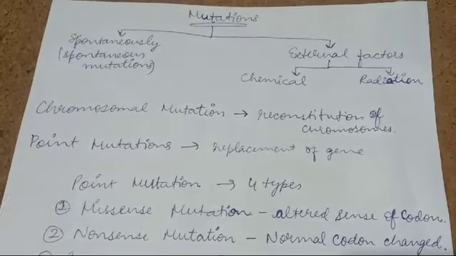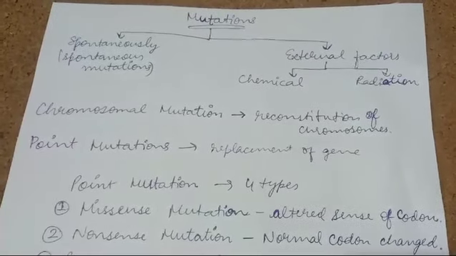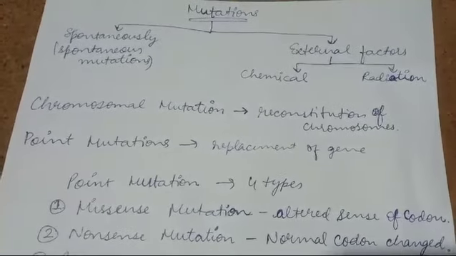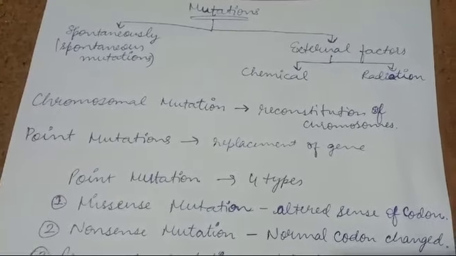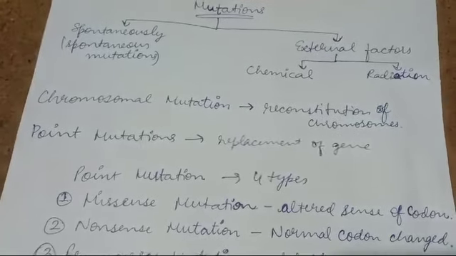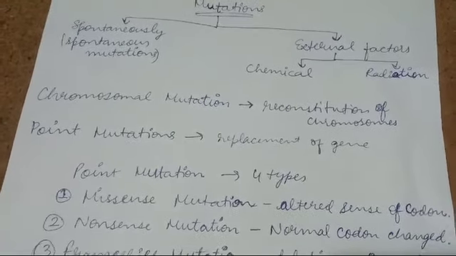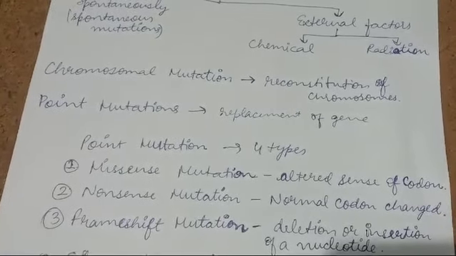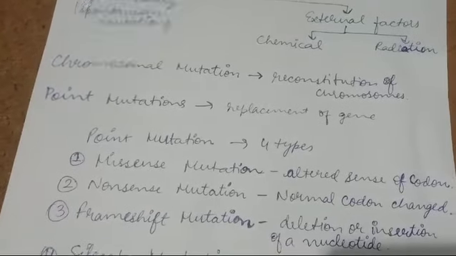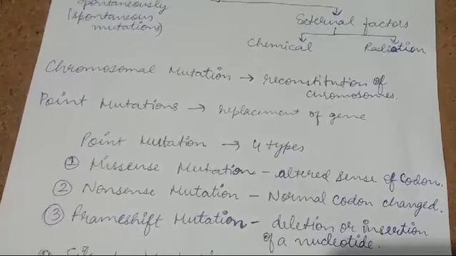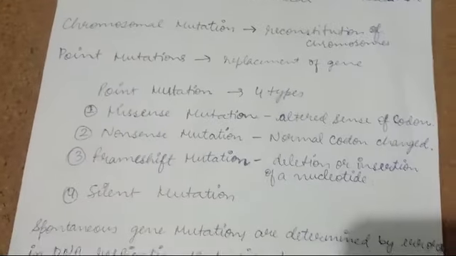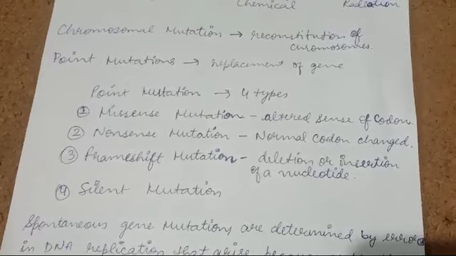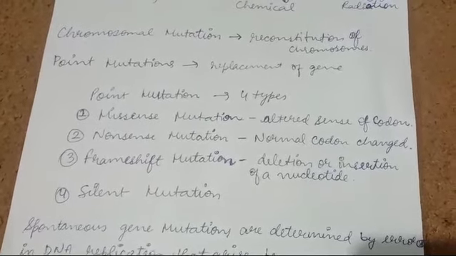The former, which is the chromosomal mutations, can change the supramolecular structure, and the point mutation can change the nucleotide sequence in DNA, and accordingly in mRNA. Both in DNA and mRNA we see the consequences of point mutations. And there are mainly four types of point mutations. These are missense mutation, nonsense mutation, frame shift, and silent mutation.